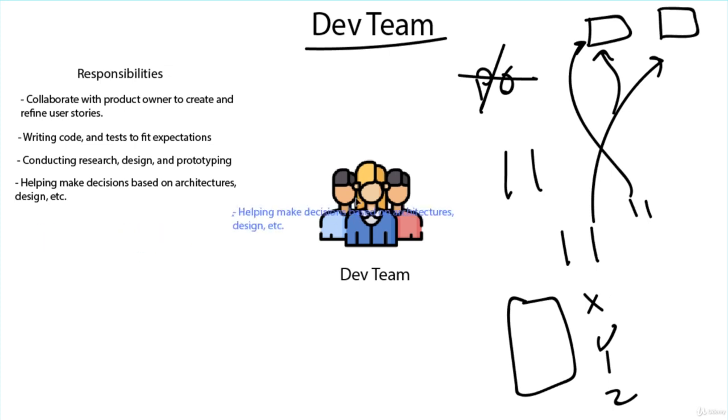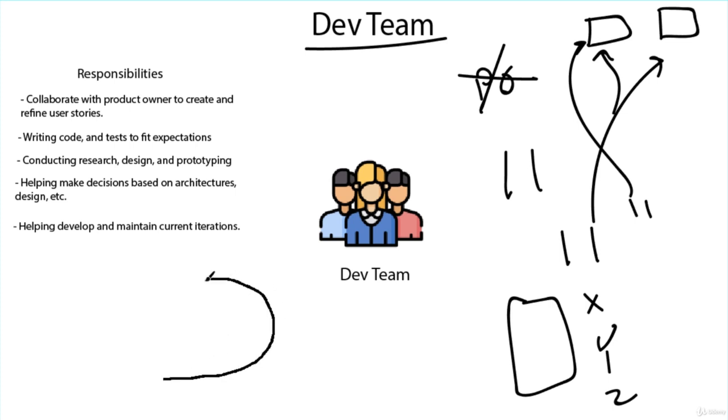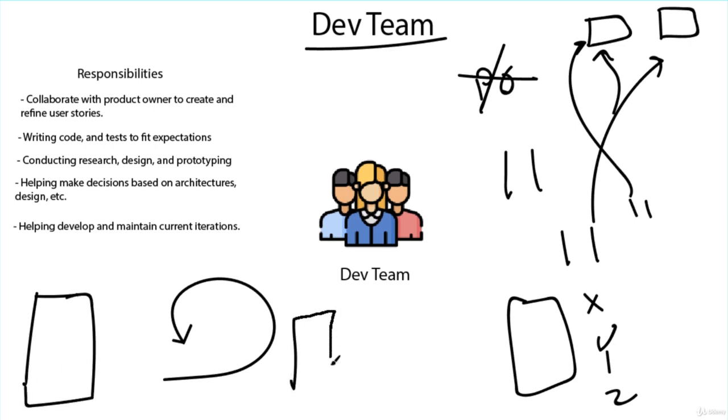They also help develop and maintain the current iteration. What does that mean? That means that each iteration, a sprint, they're going to help make the decisions on what that sprint is going to incorporate. They're going to look at the product backlog, and with the product owner, they're going to decide what the sprint backlog is going to be. They're going to decide what should go into it to reach the sprint goal. They're going to make those choices, and they're going to commit to those choices. What is going to go in here?